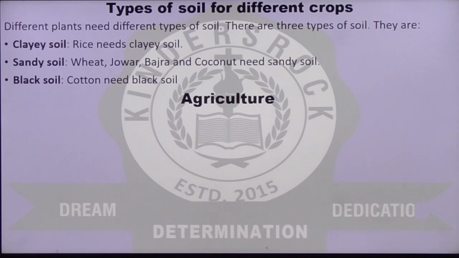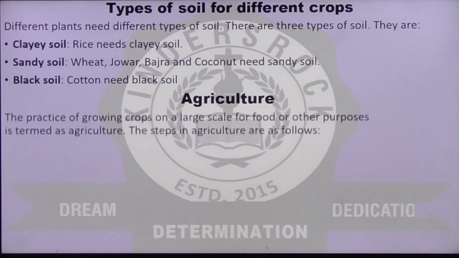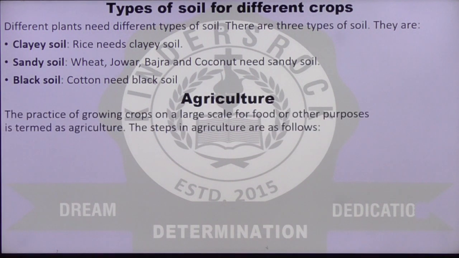Now we are going to look at agriculture. What is agriculture? This is a very important definition from the point of view of examination. Remember that. The practice of growing crops on a large scale for food or other purposes is termed as agriculture. The steps in agriculture are as follows.